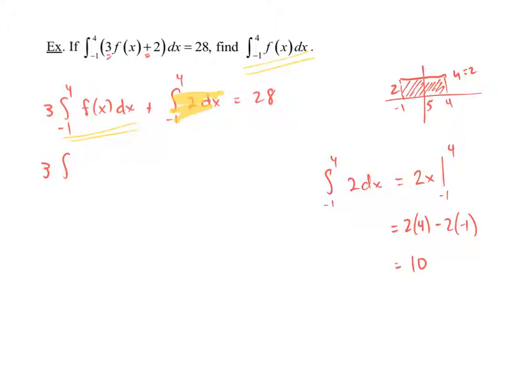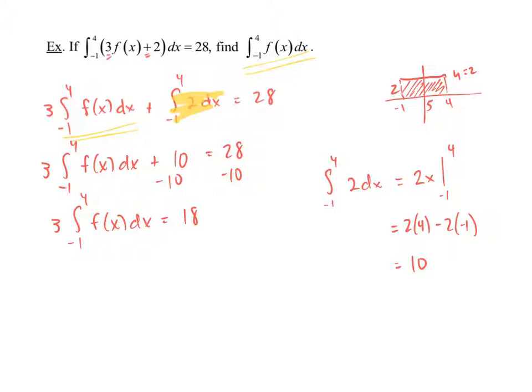And so this means that 3 multiplied by the integral from -1 to 4 of f of x dx plus 10 is equal to 28. I'm now going to subtract 10 on both sides as I try to solve for that integral. So that means that 3 times the integral from -1 to 4 of f of x dx is equal to 28 minus 10, which is 18. And then to get the integral by itself, I can just divide both sides by 3. And so the integral from -1 to 4 of f of x dx is equal to 6.